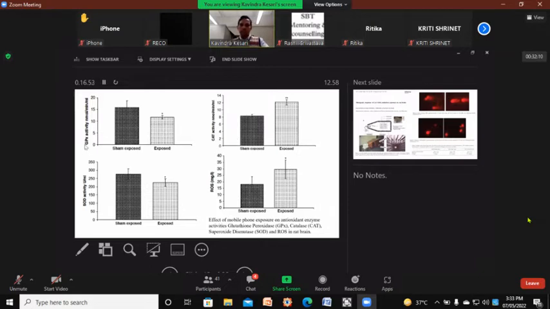As you can see, there are significant differences in all, and especially this ROS parameter, reactive oxygen species, which is something like free radical formation. If there is any oxidative stress, for example, if I can give you one simple example, suppose this is my hand.